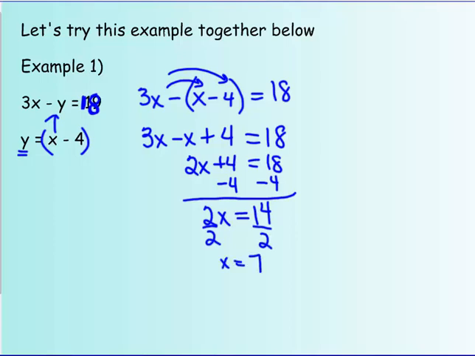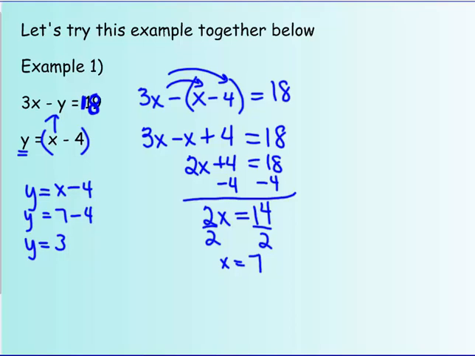So I'm going to plug x equals 7 into the original equation, y equals x minus 4. So 7 take away 4, I know my y equals 3. So when x equals 7, y equals 3, that is the solution to both of these equations.